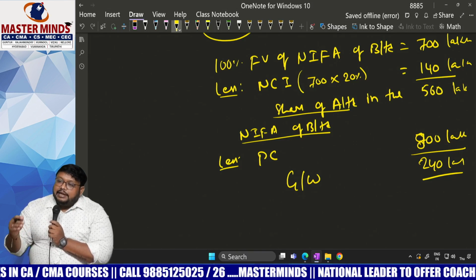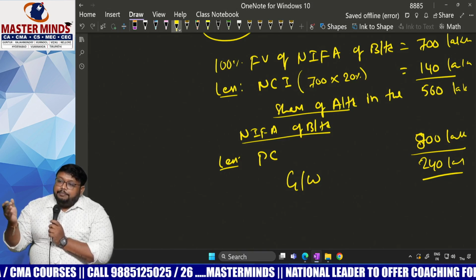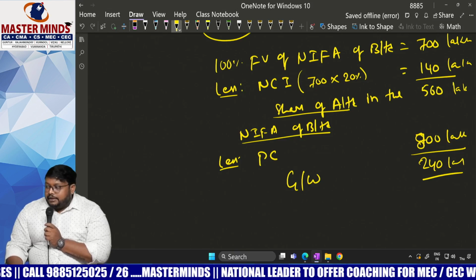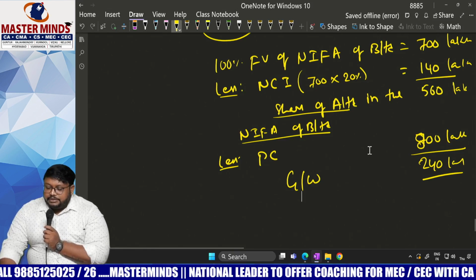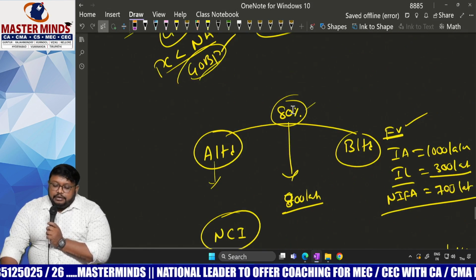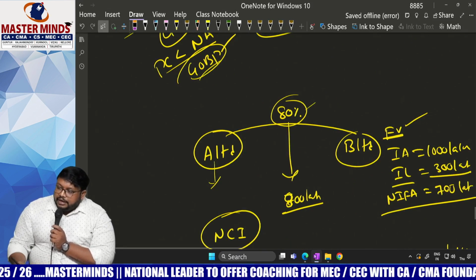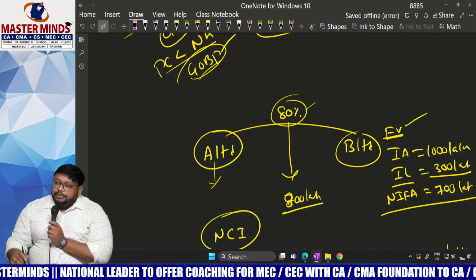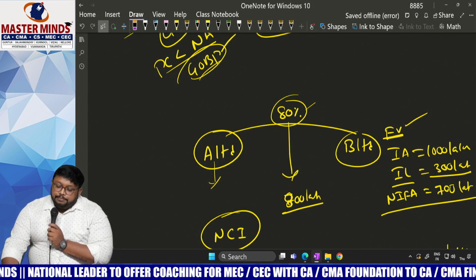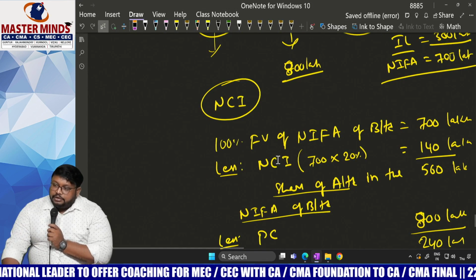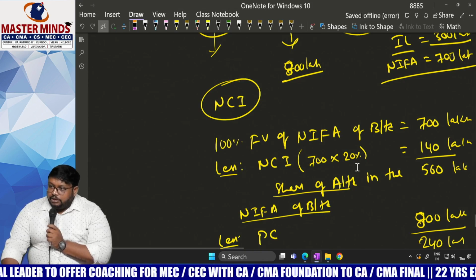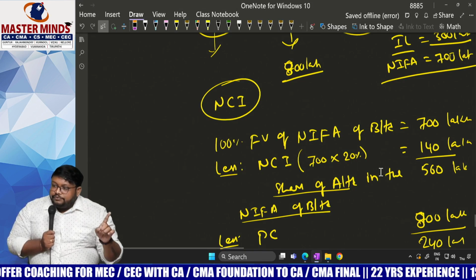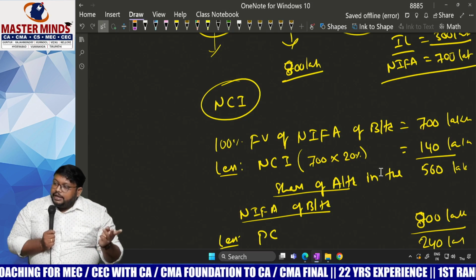Or for 560 lakhs worth business, if I am purchasing by paying only 300 lakhs, then gain on bargain purchase. So when we are having 80% or 90%, less than 100% acquisition, anything more than 50% but less than 100%, compulsorily you have to find out non-controlling interest. So three things: non-controlling interest we have to find, goodwill we have to find, or gain on bargain purchase we have to find.